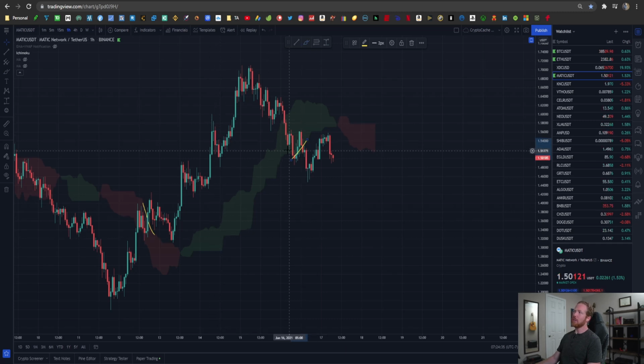And then the only other thing to note is that when it's in the cloud, it's considered a no-buy zone. You don't want to buy. There's a lot more to the Ichimoku cloud that I'm not mentioning here.